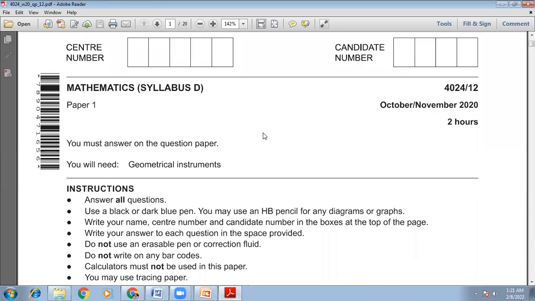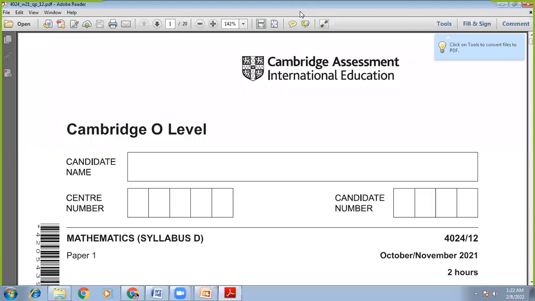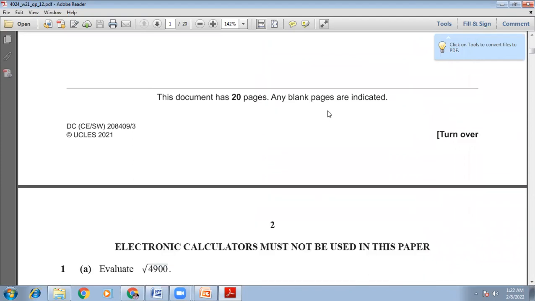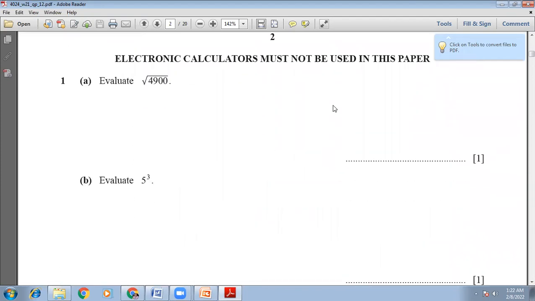So October/November, and we are supposed to open the October/November 2021 1-2 paper. We call it Paper 1. The time allowed is 2 hours, and here we go.